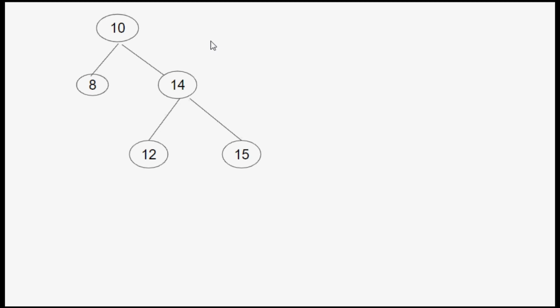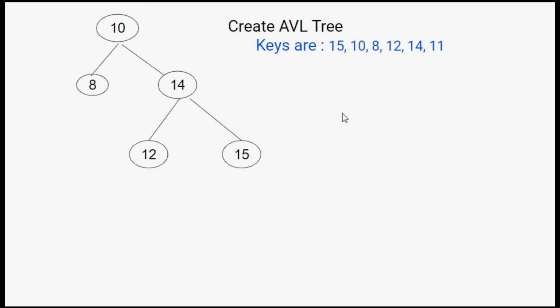Now let's calculate the balance factor again. The balance factor of all the leaf nodes is going to be 0. Now what is the balance factor of 14? Height of the left subtree of 14 is 1, height of the right subtree of 14 is 1, so 1 minus 1 gives me 0. What is the balance factor of 10? Height of the left subtree is 1, height of the right subtree is 1 plus 1, which is 2, so 1 minus 2 gives me minus 1. So it is between 0, minus 1 and 1, so it is a balanced tree till now.